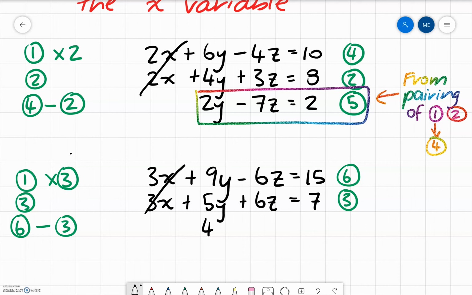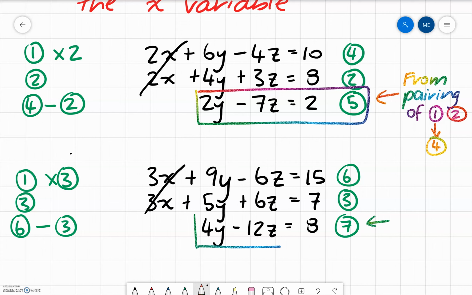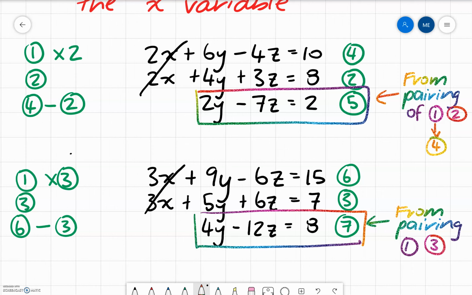9 minus 5y is 4y. Negative 6 minus 6 is minus 12z. 15 minus 7 is 8. And this new equation I'm going to call 7. Okay, it's important. And it is from pairing 1 and 3 when 1 became 6. Okay, so our pairings were 1 and 2, 1 and 3, producing these two equations here.